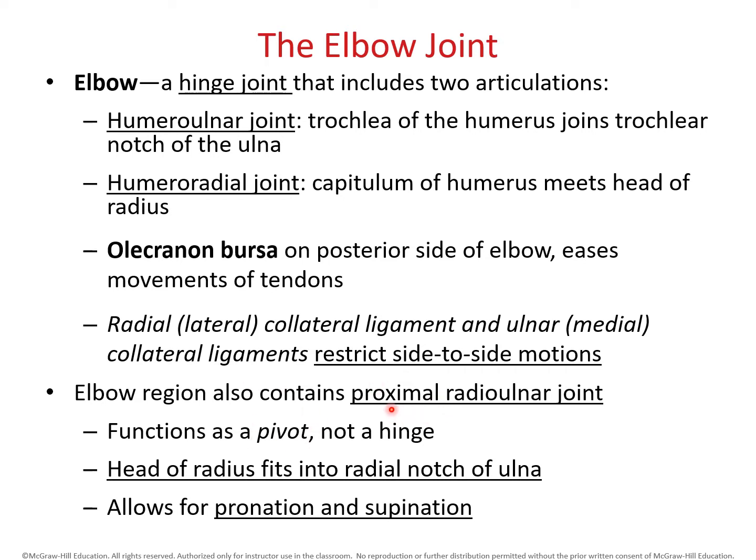Now, also you have a proximal radioulnar joint. All right, so this is going to be the articulation between the radius and the ulna. This one we're not joining up with the humerus. But it is located proximal, so it's at the very top part of your radius and ulna. This joint can also be considered part of the elbow joint. Now here we do not do hinge movements, we do pivot movements. This is where we do pronation and supination.